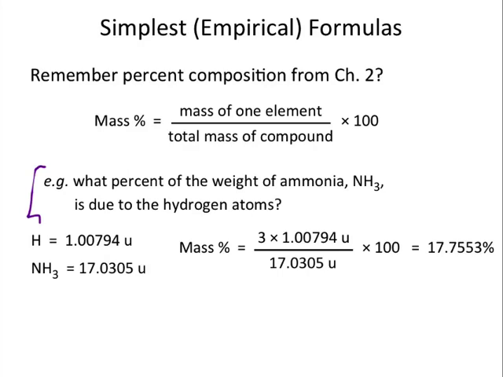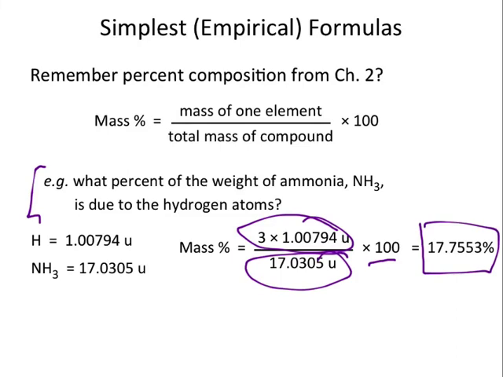Well, you take the mass of the hydrogen, there's 3 of them in ammonia, divide it by the total mass of ammonia, multiply it by 100 to get a percent, and then you get the mass percent of hydrogen in ammonia.